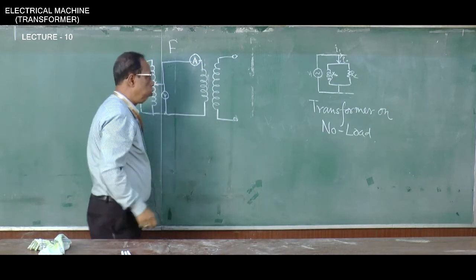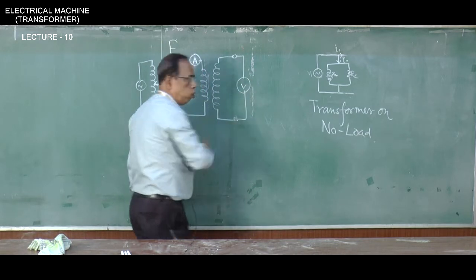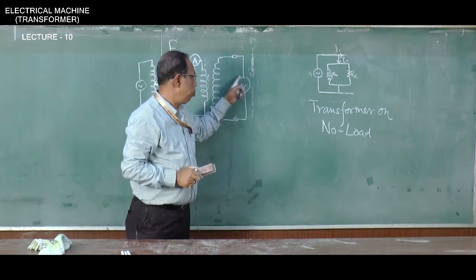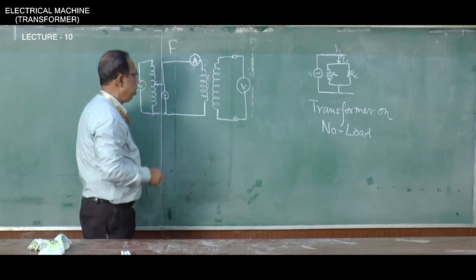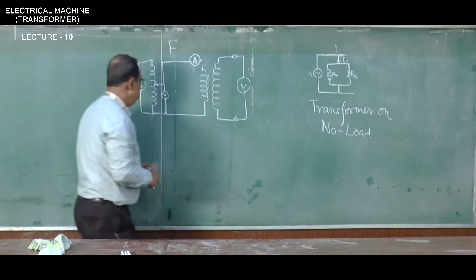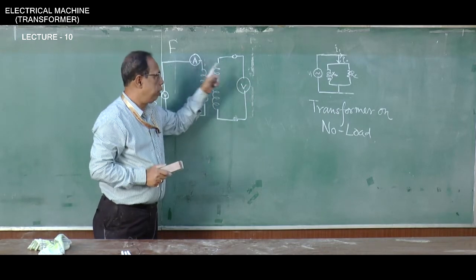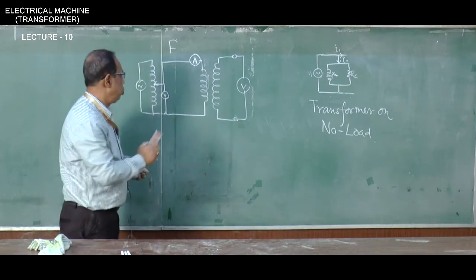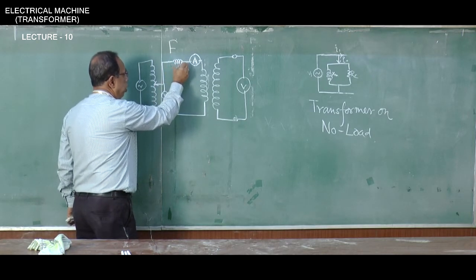I am keeping the secondary open. I can put one voltmeter here also. You know, the impedance of the voltmeter is very, very high. So, this voltmeter will not disturb the open circuitness of the secondary. Then what I will do is I will measure the power consumed by this magnetizing current. When the core is getting magnetized, how much power is getting consumed. So, I will put a wattmeter here. This will be a wattmeter.